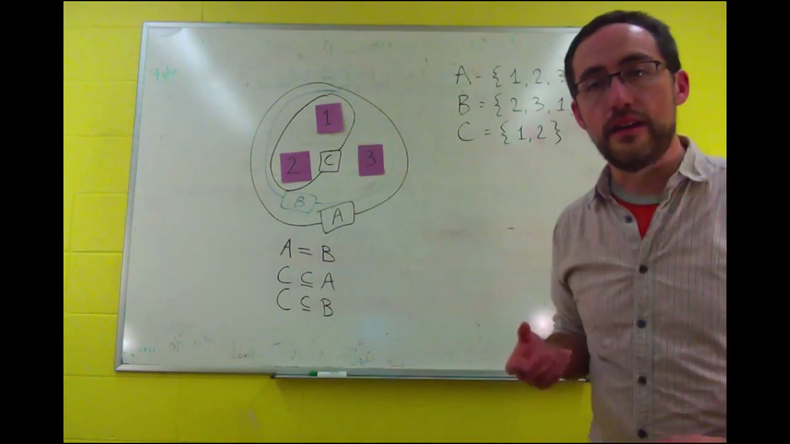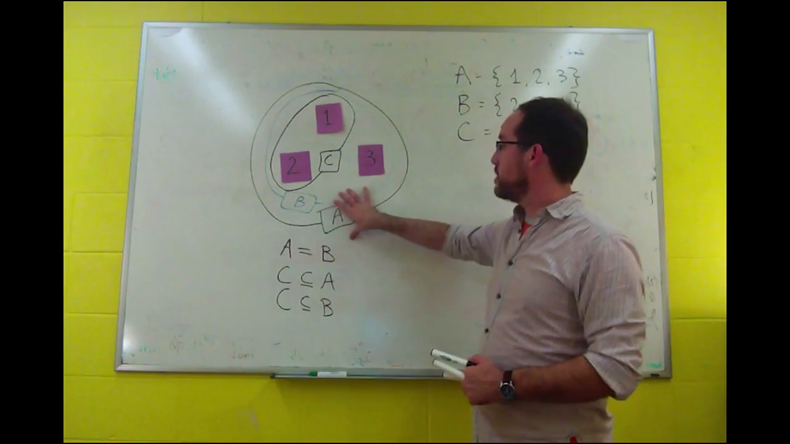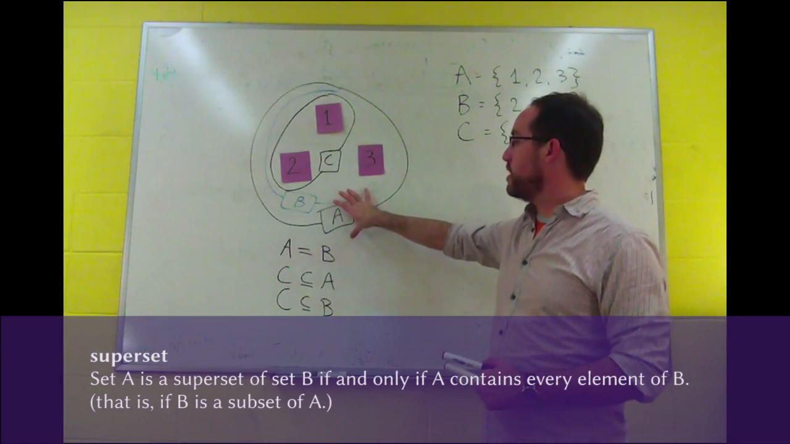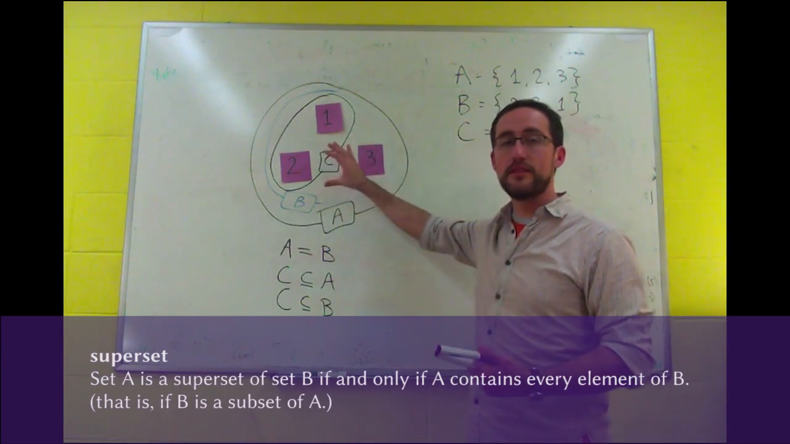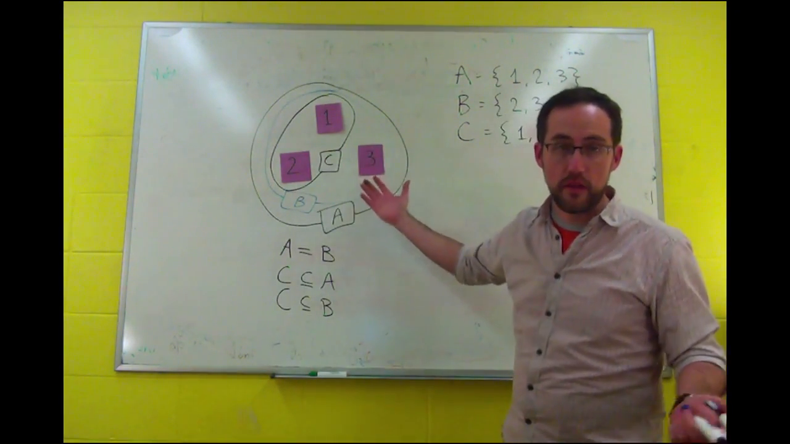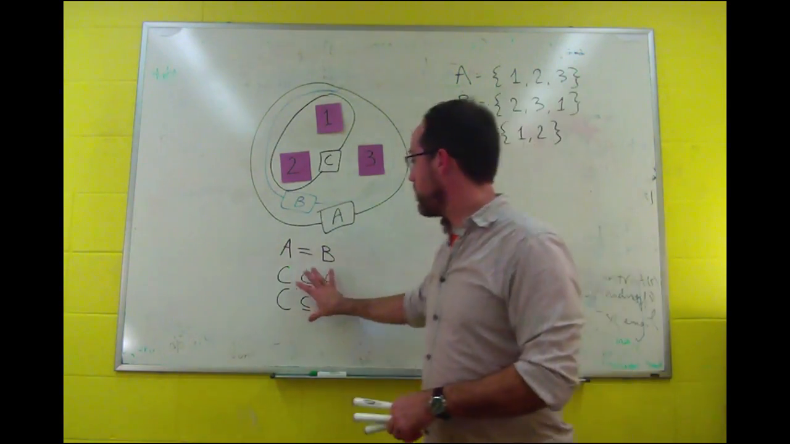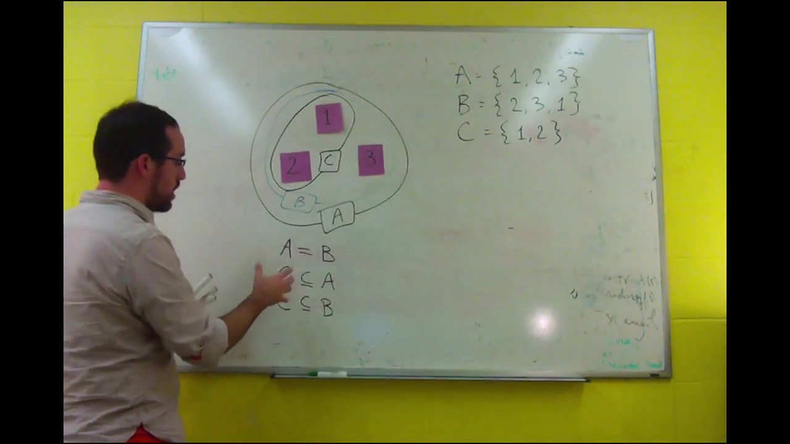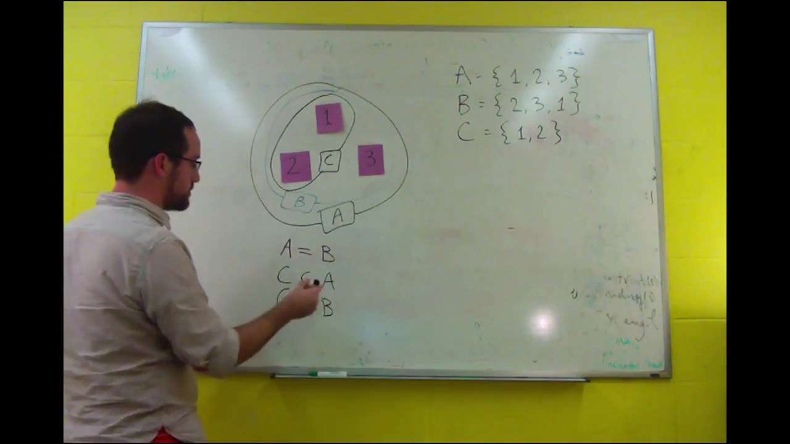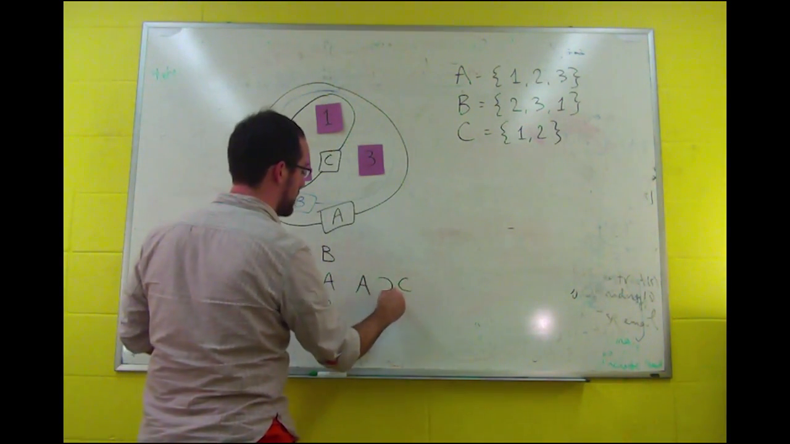So that's the subset relation. The converse of that is the superset relation. When A is a superset of C, it means that every member of C is a member of A. Or, to put it another way, C is a subset of A. So we can write it like this. We could typically read it left to right, though. So we would say that A is a superset of C.